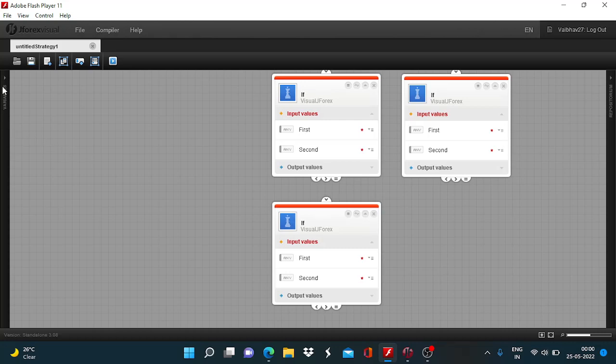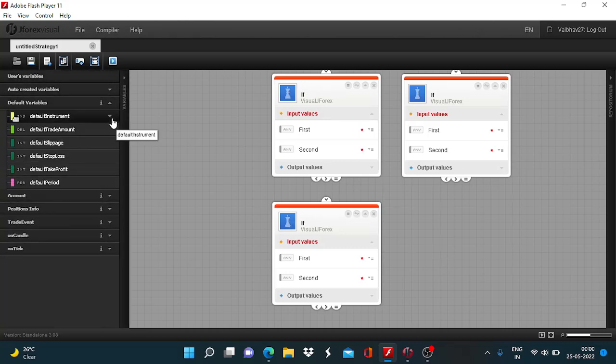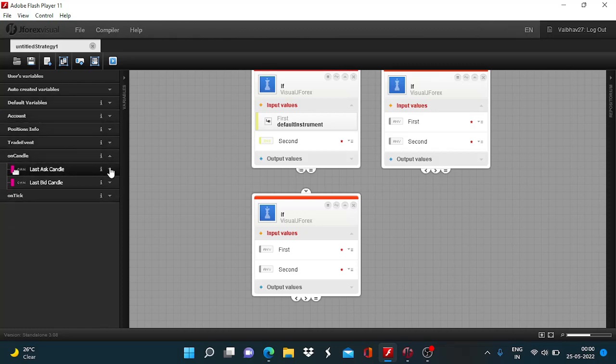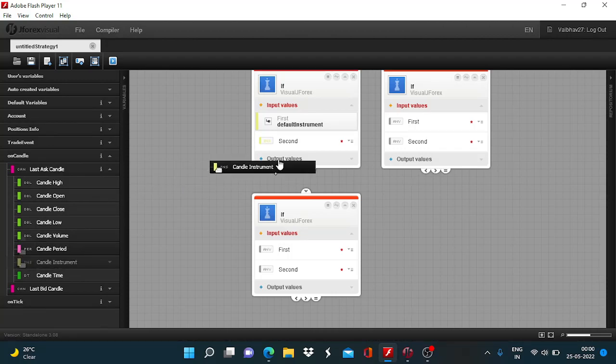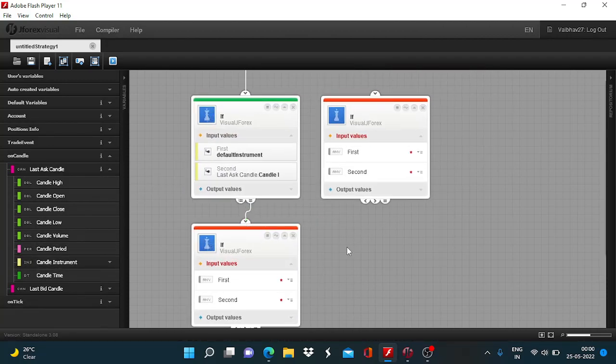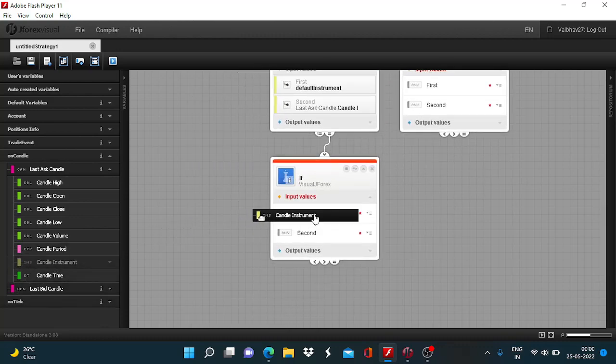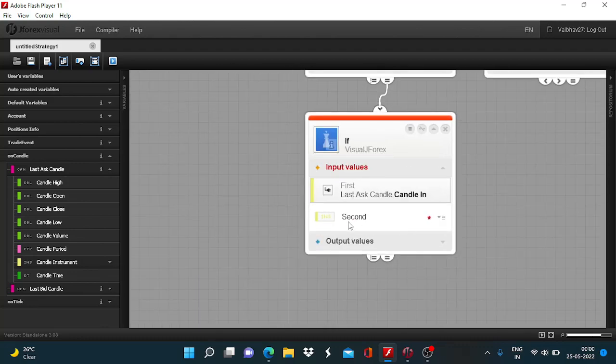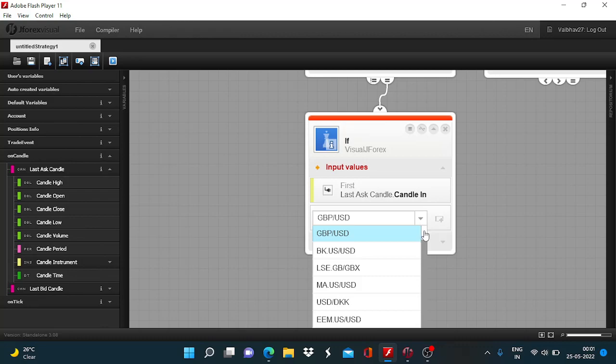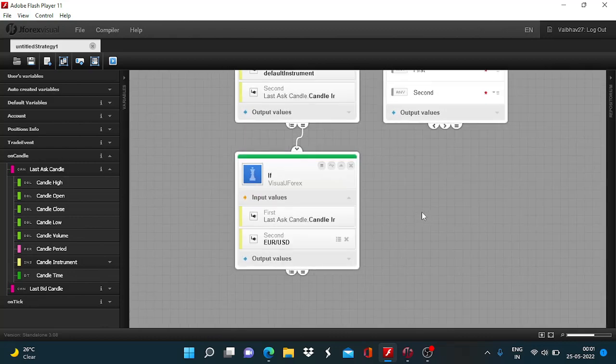For instrument subscription, we are going to rely on default variables. So default instrument, which is Euro USD, will be matched with the on candle instrument. So first input equals second input. Again, we take last candle instrument, and then we match it with the instrument of choice, which is Euro USD. So for that, I need to find Euro USD in this list. Here it is. All right.